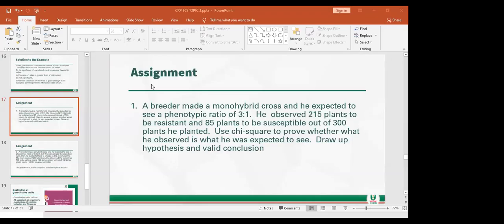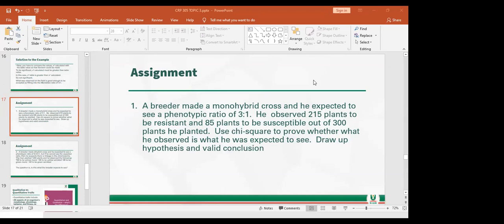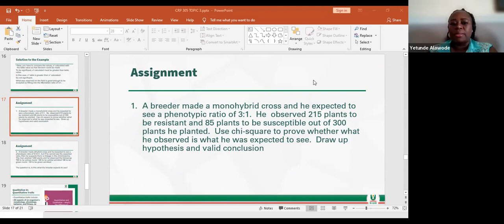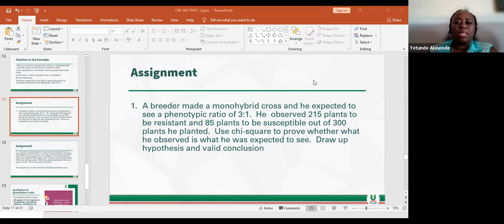Any question? Please, yes. Hello, ma. Yes, I'm listening. My question is not directly on this one. I want to ask about the exam. Will it be theory and objectives? No, it's not. It's going to be only theory. You are in 300 level now. It's theory throughout. The only objective is your TMA. So this one is theory now.